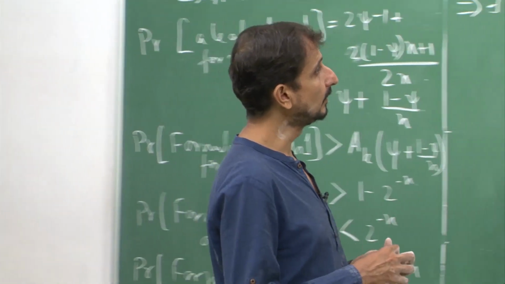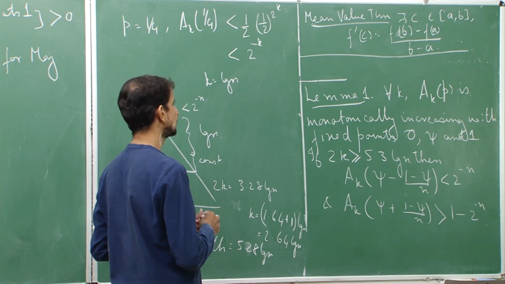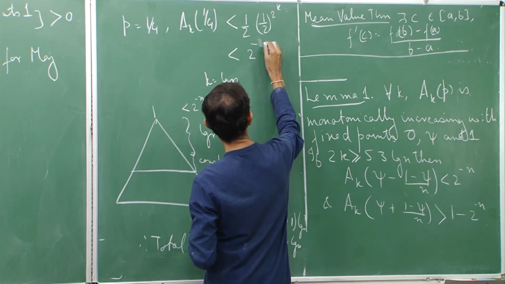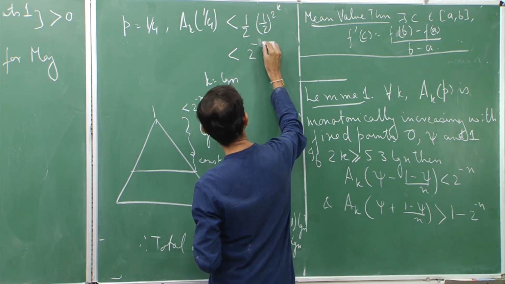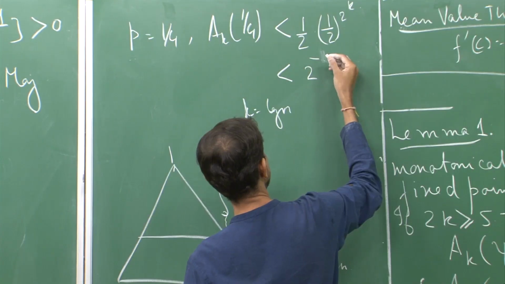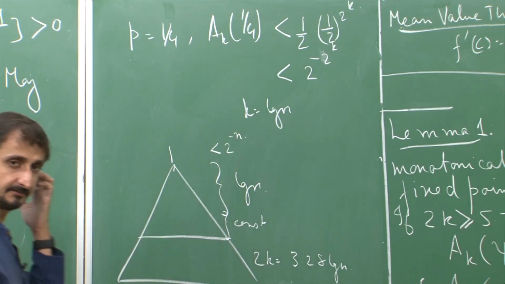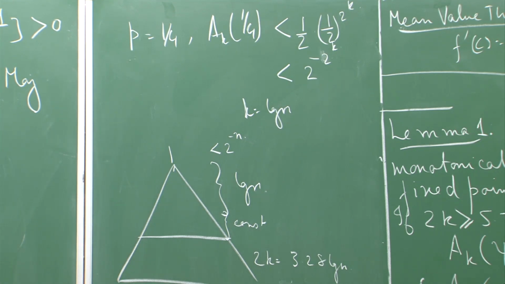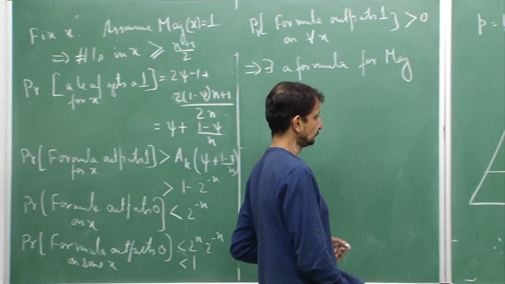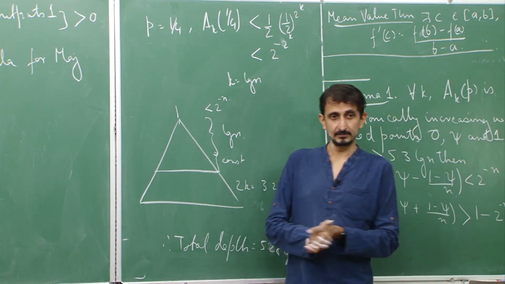So, 2 to the power k, right. So, k is log n. So, minus, okay, the minus is fine, 2 to the power k, correct. Okay. So, I will stop here.